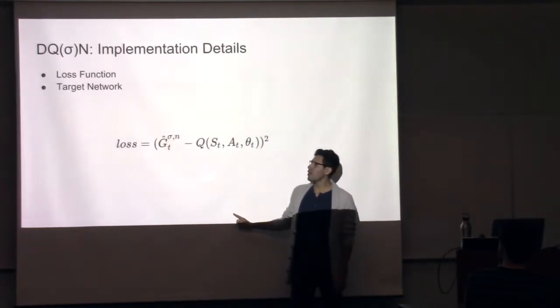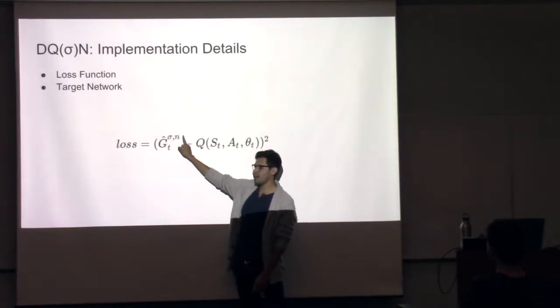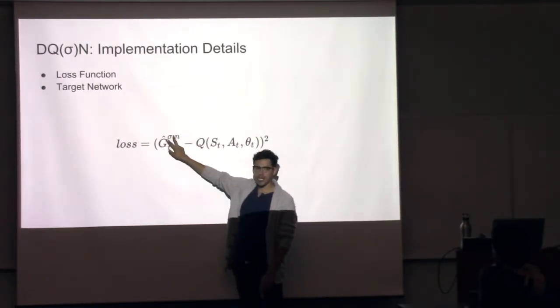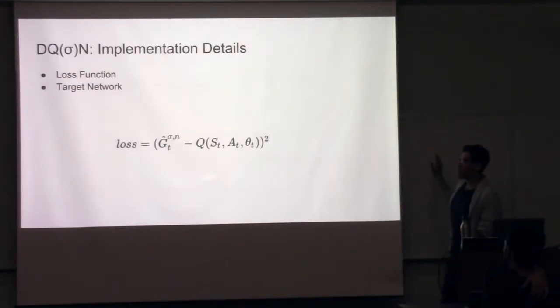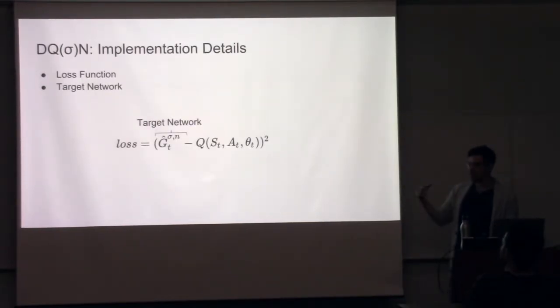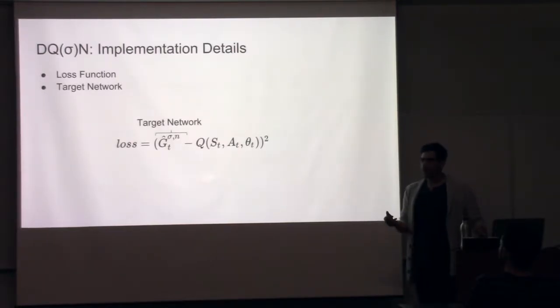But the important thing to note is that there are two parameters right here. One is sigma, and the other one is n. By changing these parameters, we are able to represent all the algorithms that I already have talked about before. And additionally, we're going to compute this estimate of the return using a target network. And just like before, the target network is going to be updated less frequently.